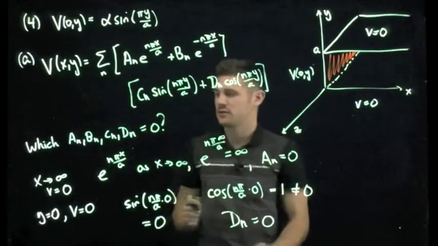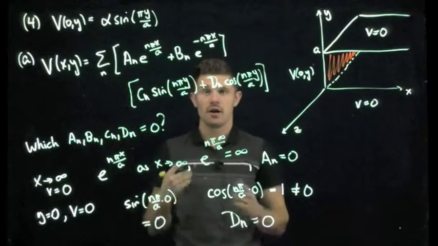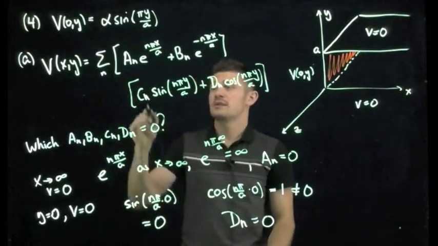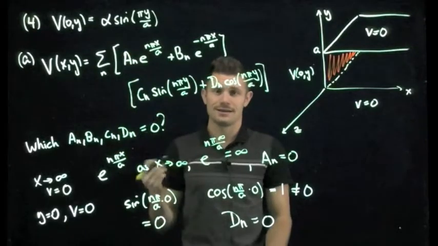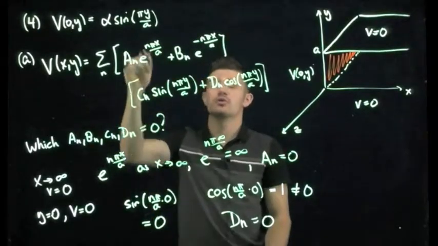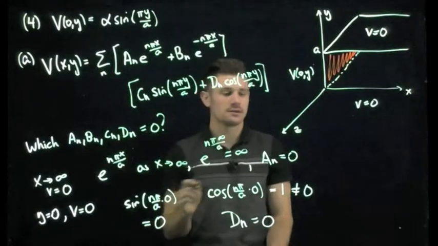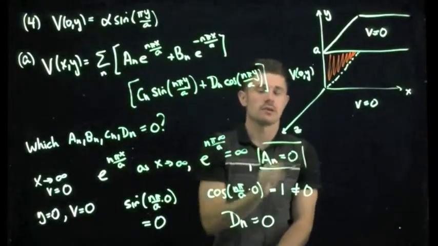The first one we're going to use is that as x goes to infinity, our potential must go to 0, which means that this exponential term here must have the coefficient an equal to 0 because the exponential will diverge as x goes to infinity. So that's the first condition, that an must equal 0.